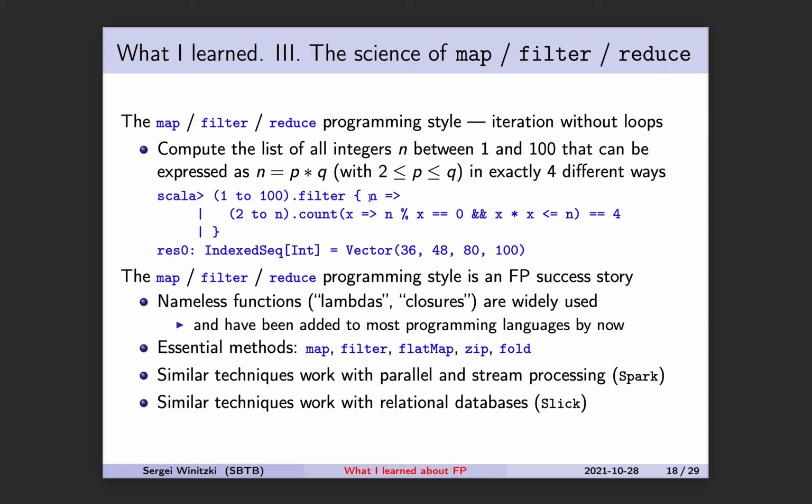A very essential part of map, filter, reduce style is nameless functions. Functions that have no names, that are just written like this, not separately defined, but written in line. They're called by different names, lambdas, closures, and they have been added to most programming languages by now because they are so useful that even very conservative programming languages like Java and C++ added them. The essential methods of this style are map, filter, flat map, zip, and fold.